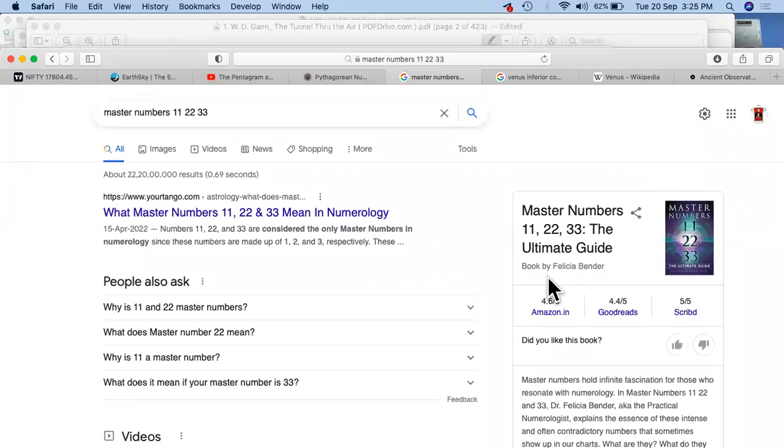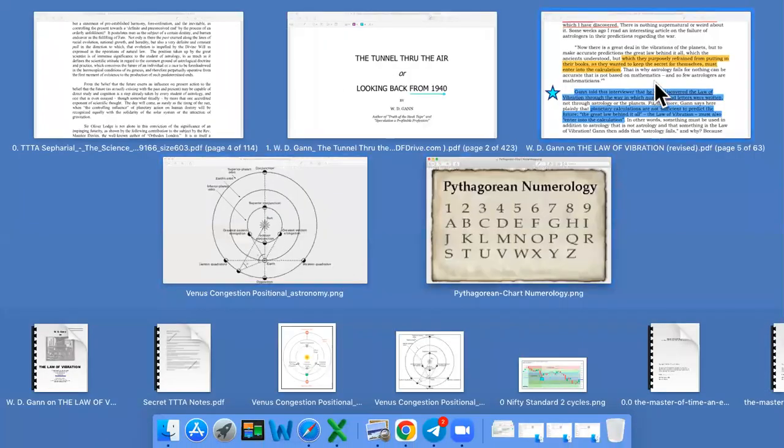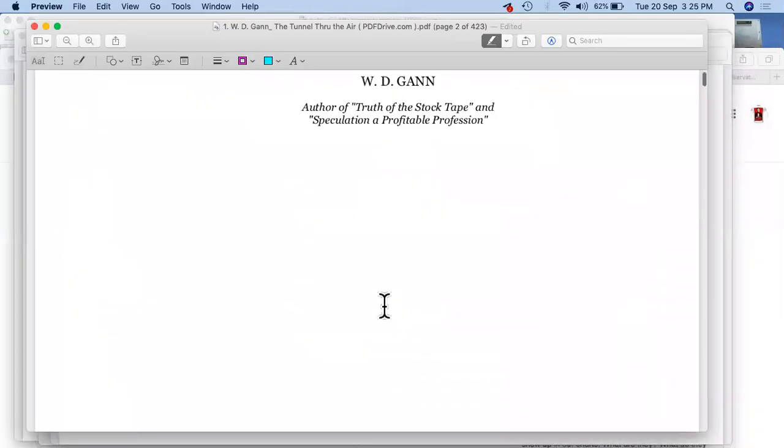So probably Gann tried to find out and understand master numbers. So what is the significance of master numbers? Probably let's try to see it in his book. This is Law of Vibration. We need to see the tunnel through there.